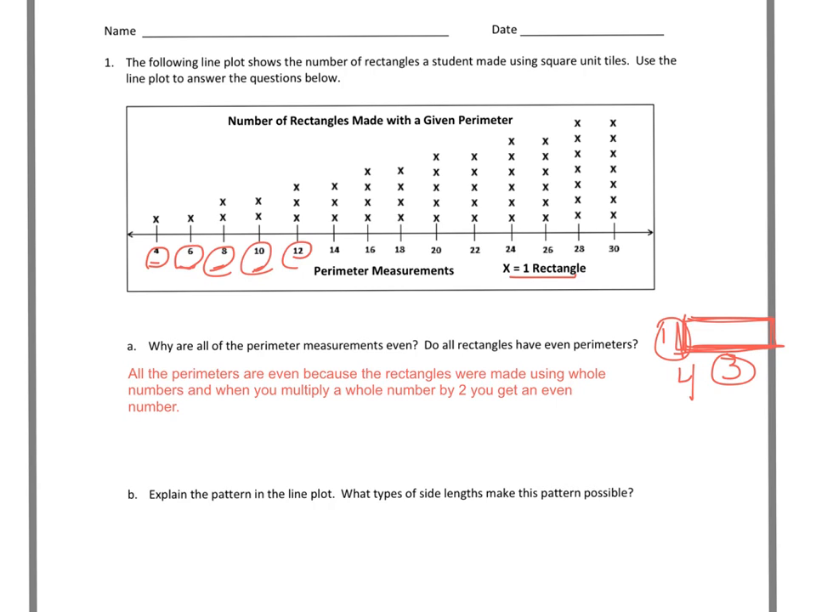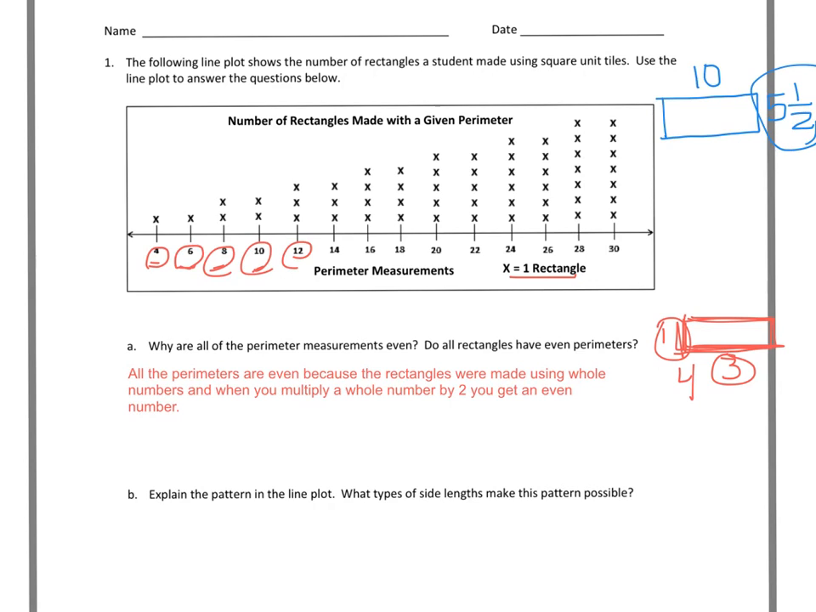And now the second part says, do all rectangles have even perimeters? Well, they do with the ones we're working at, but no, not every rectangle has an even perimeter. Because if I draw one here, and I do one side as, let's say 10, and this side is 5.5, we're not going to get an even whole number or an even number. We might get a fraction with that. We might get a decimal. We might get an odd number because we're using non-whole numbers when we put a fraction in there.